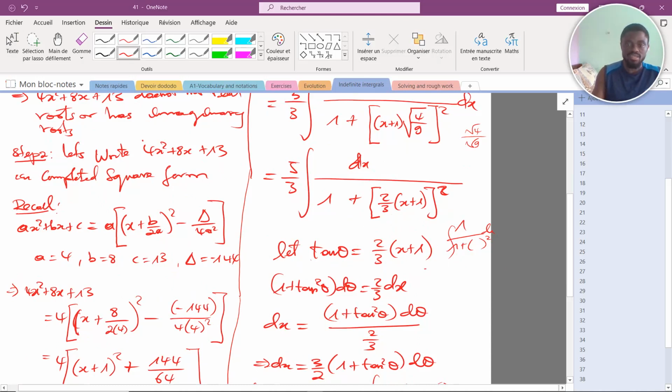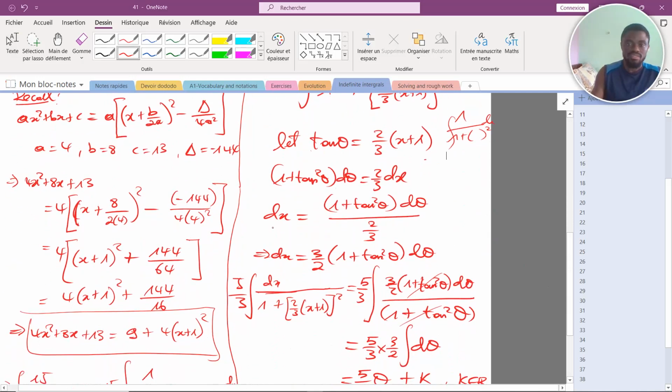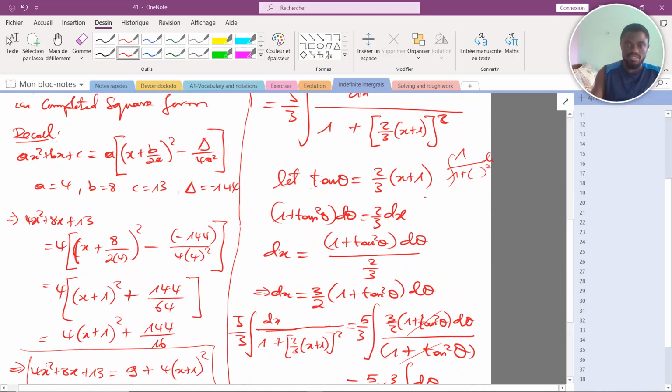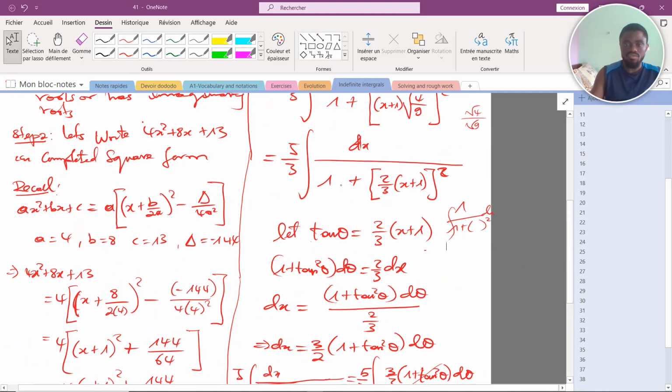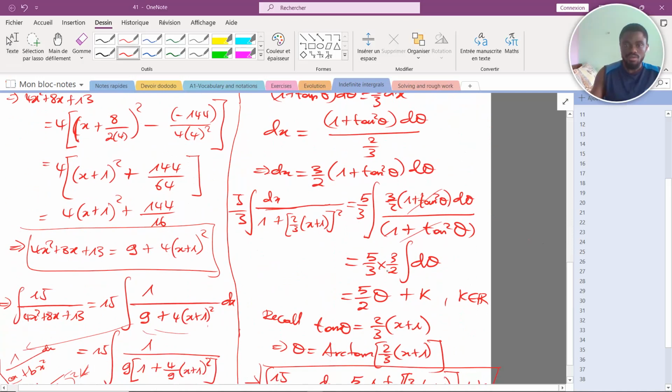dx. To obtain dx, we have to differentiate this implicitly. Now this is what I did, and I had dx. I then take dx and this tan theta, and I substitute in our integral. So we are going to have 5 on 3 integral of dx all over 1 plus this, being equal to 5 on 3. I substitute everything. I see that this and this go, and we are left with this integral, which gives us 5 on 2 times theta plus a constant of integration.